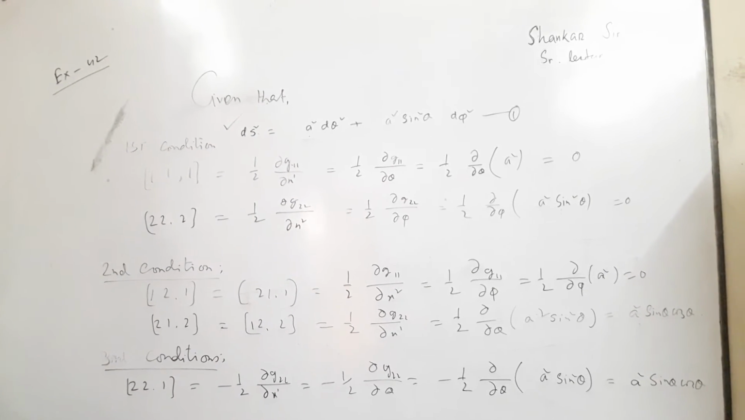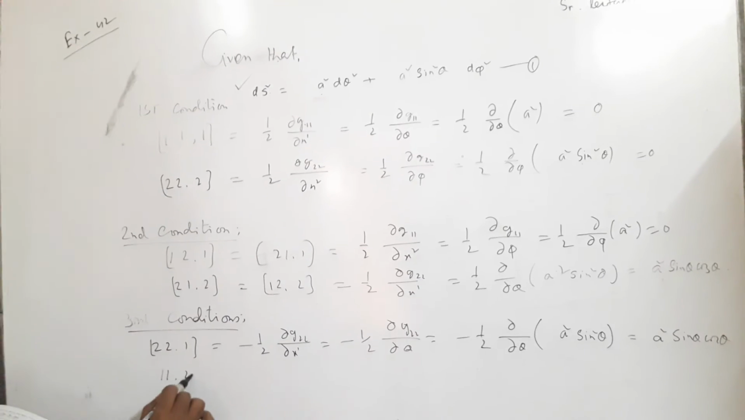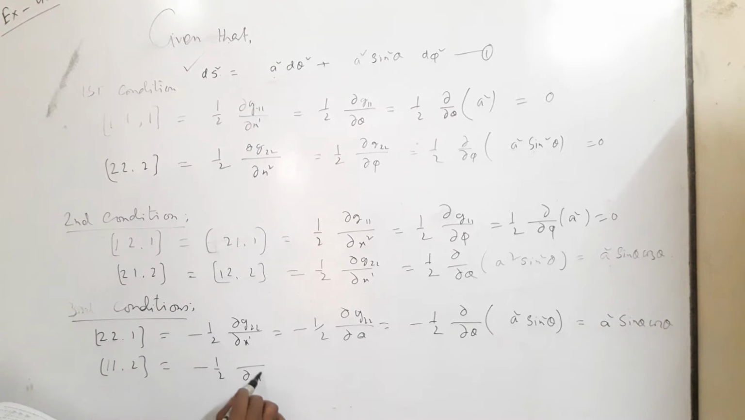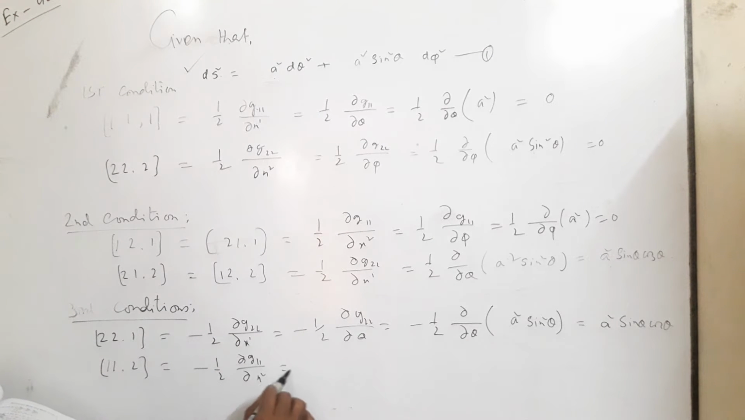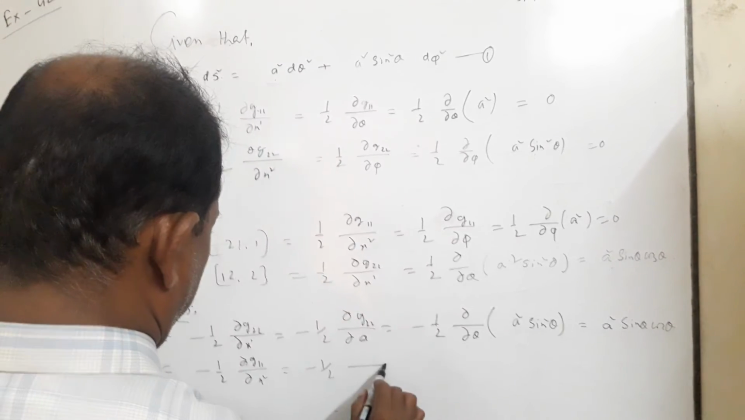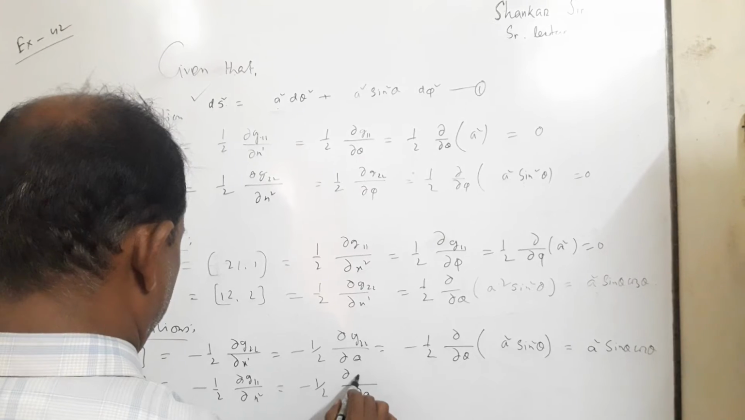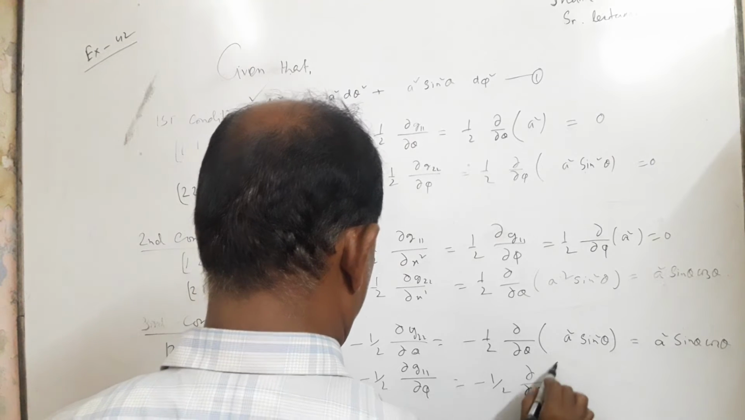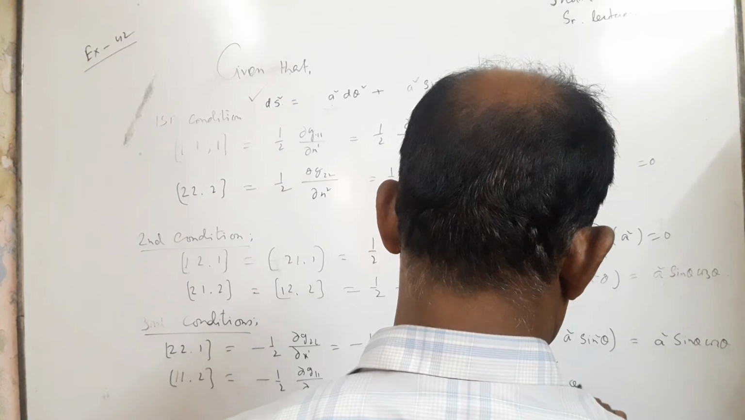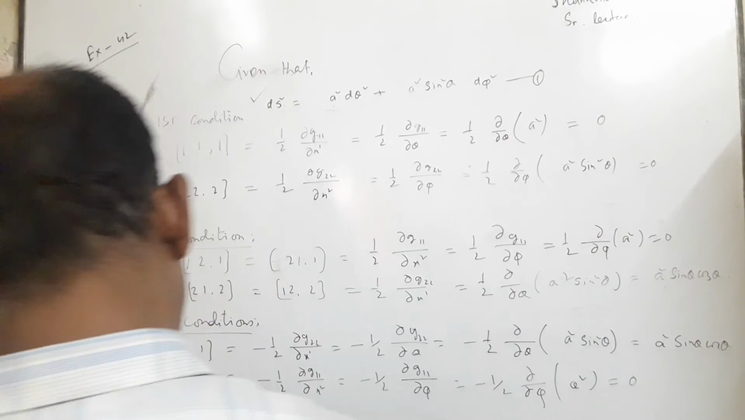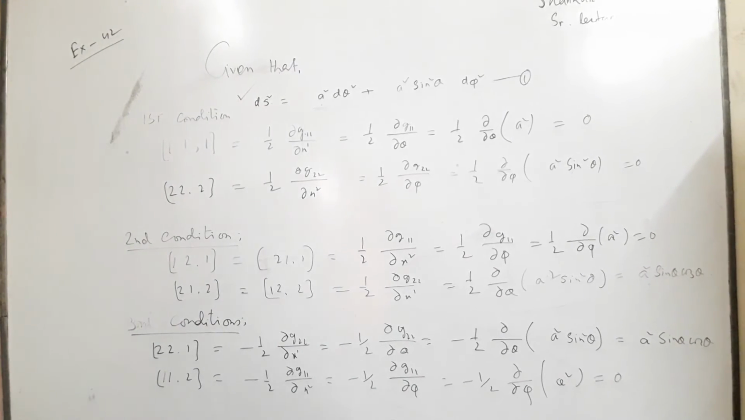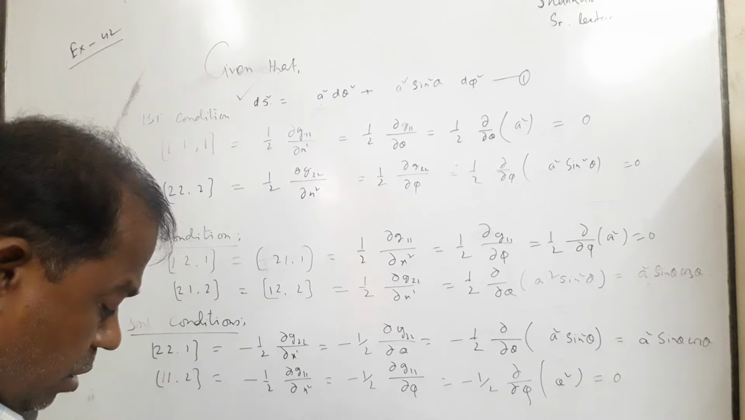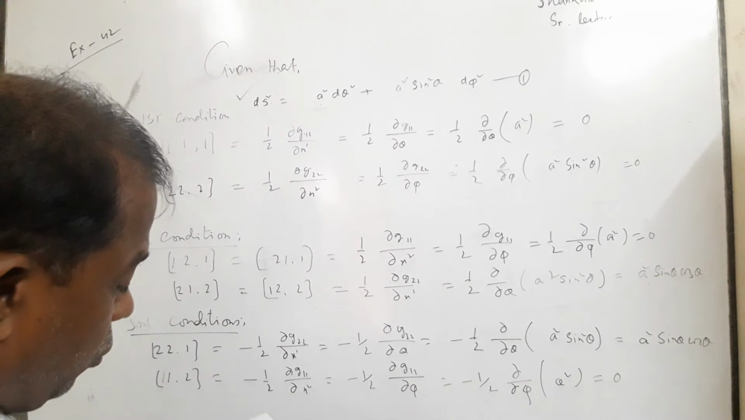Third condition: Γ^1_{22} equals minus half ∂g_{22}/∂x^1 divided by g_{11}, equal to minus half ∂/∂θ of a² sin²θ divided by a², equal to 0. It's a third condition, but the others do not appear in the above equation, so we cannot find those symbols.